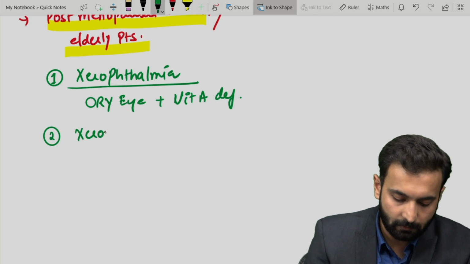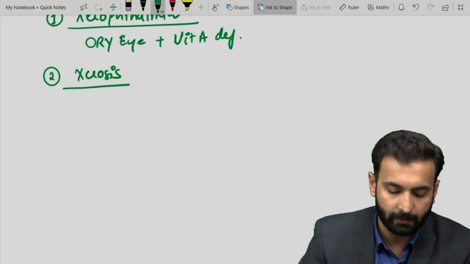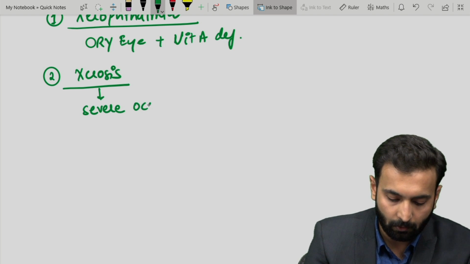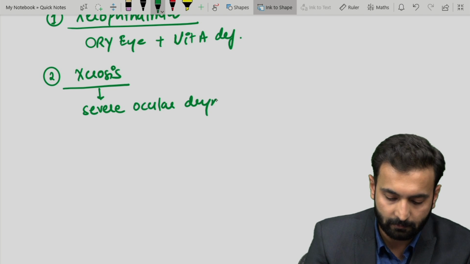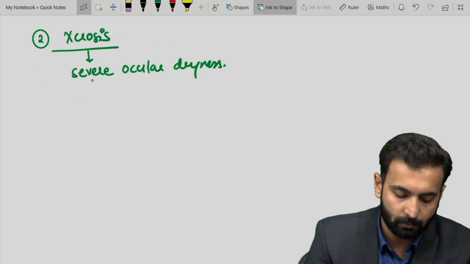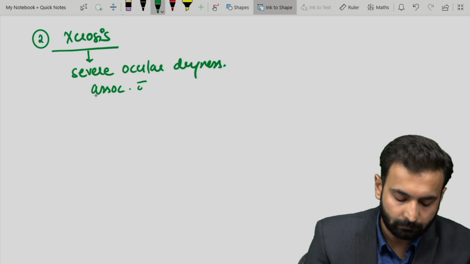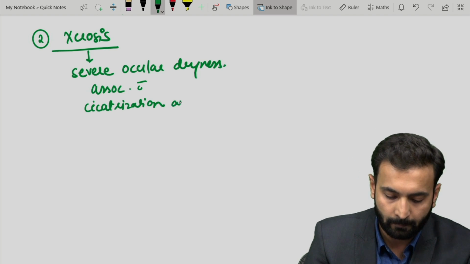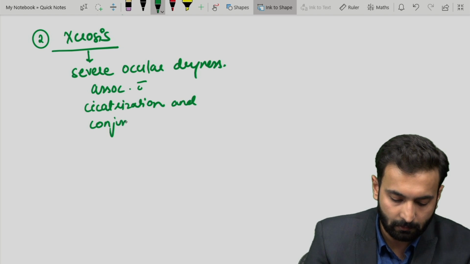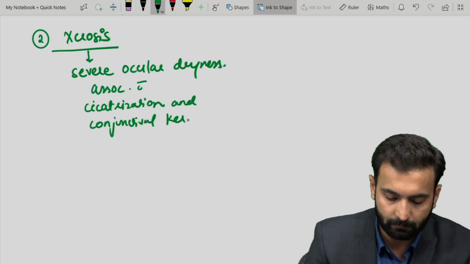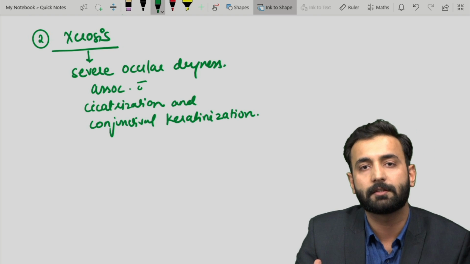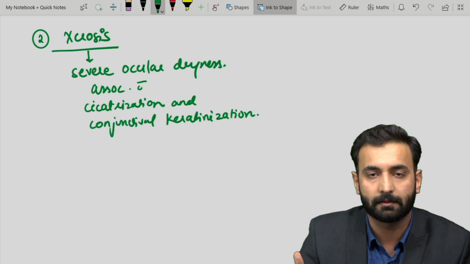What is xerosis? Xerosis is severe ocular dryness, a severe form of dryness associated with cicatrization and conjunctival keratinization.